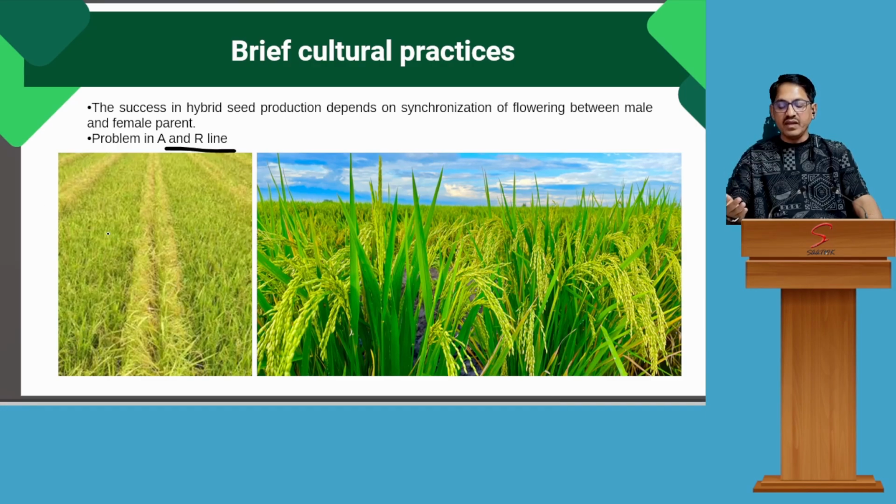If suppose a female is flowering later than the male, what can we do? We have to sow the female lines 5 days early before the male so that the male and female parents may synchronize at the same time or may flower at the same time. The second terminology you can use in this case is staggering. Staggered sowing is helpful.